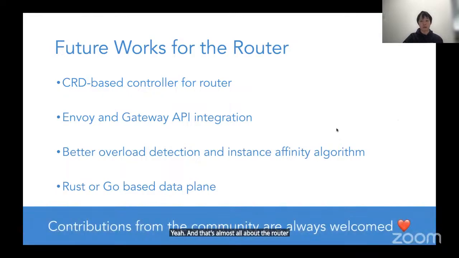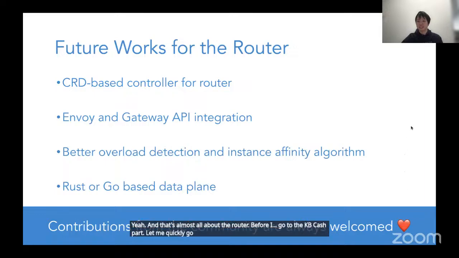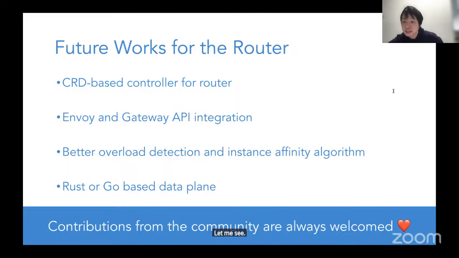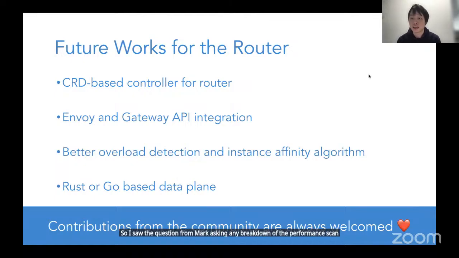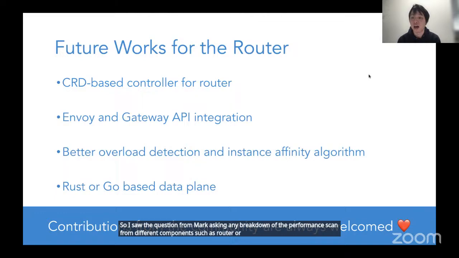Before I go to the KV cache part, let me quickly go through the question list. Let me see. So I saw the question from Mark asking for any breakdown of the performance gain from different components, such as the router or the cache, those kinds of modules within the production stack.